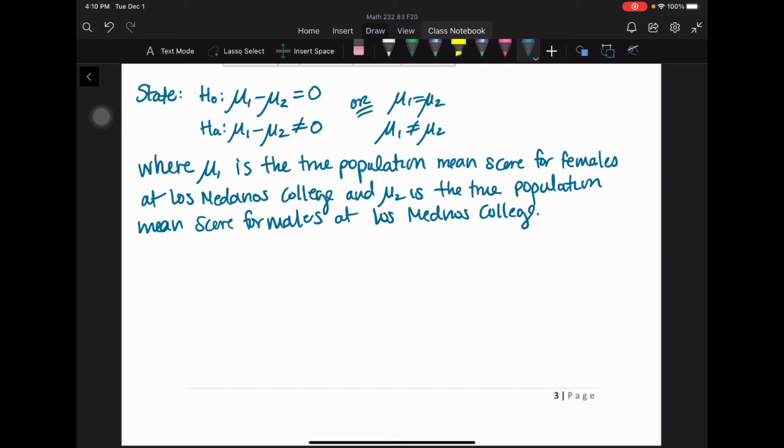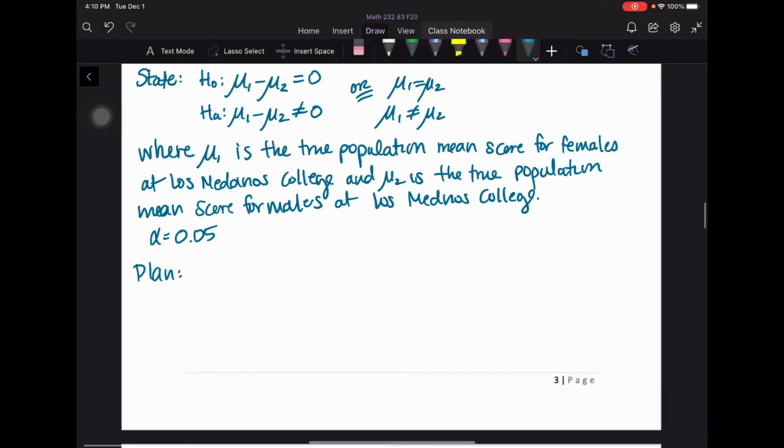Now we're going to test, they don't tell us what significance level, so we're going to test at an alpha equals 0.05 level of significance. That's our standard measurement. In the plan portion, we want to go ahead and check our conditions. In terms of random, it was not stated in the problem, but we need to assume that the samples are randomly selected.